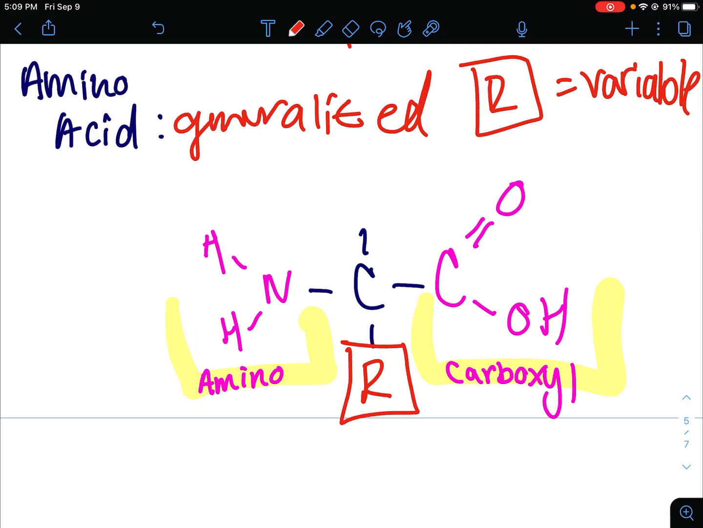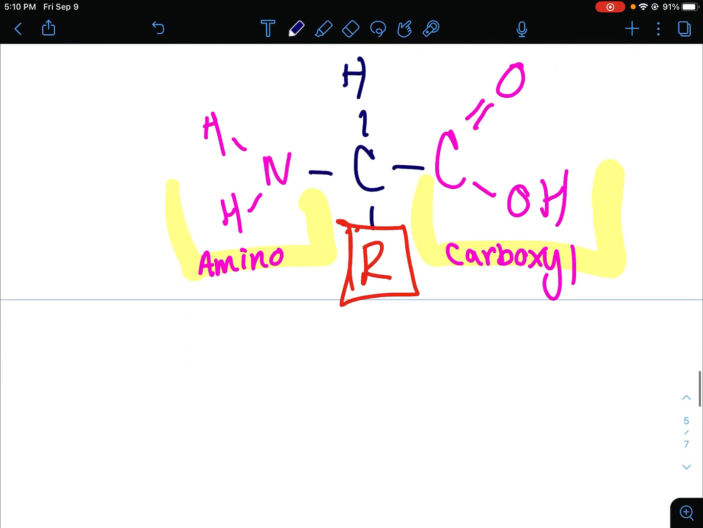amino acids have the rest, that carbon, that carboxyl, that amino group. Every amino acid has that function or that structure. So that's not going to change. The only thing that's going to change is the R group. That's your variable. You don't need to know it. You just need to draw an R. Okay? Now we have one more bond. We're going to fill that in with a hydrogen.